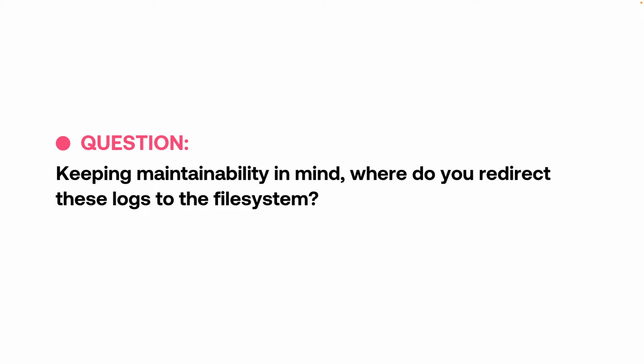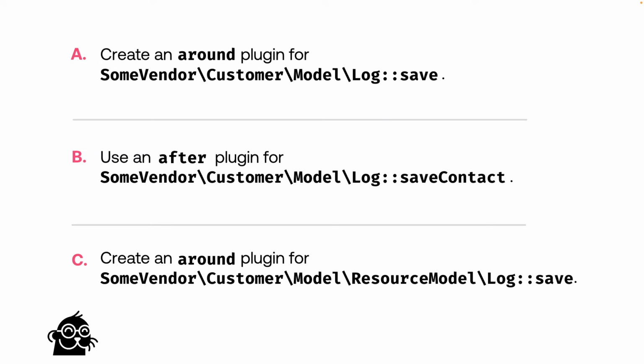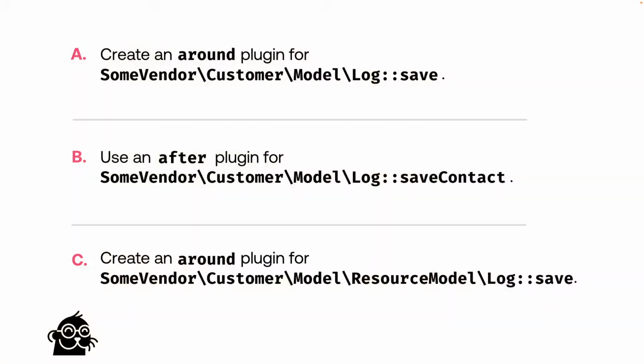Keeping maintainability in mind, where do you redirect these logs to the file system? It's not a question of how you redirect this to the file system. The question is where. Where do we place this code? So we have a couple of answers. And we love these answers, right? Because they all look exactly the same. Let's dig in a little bit though.